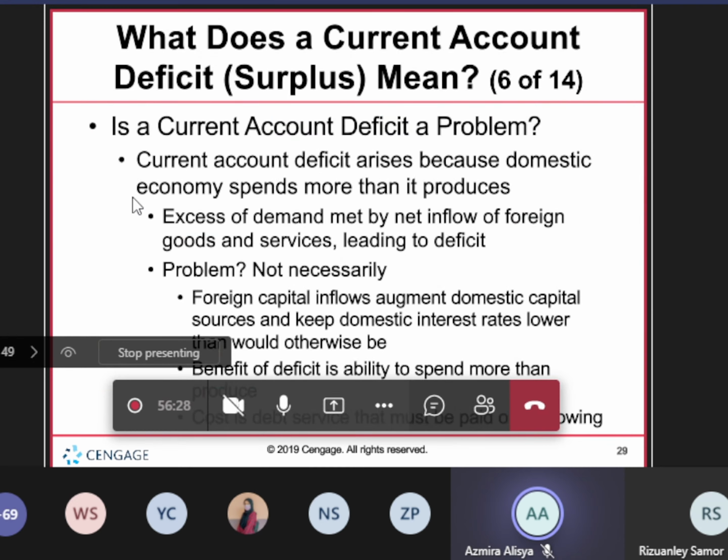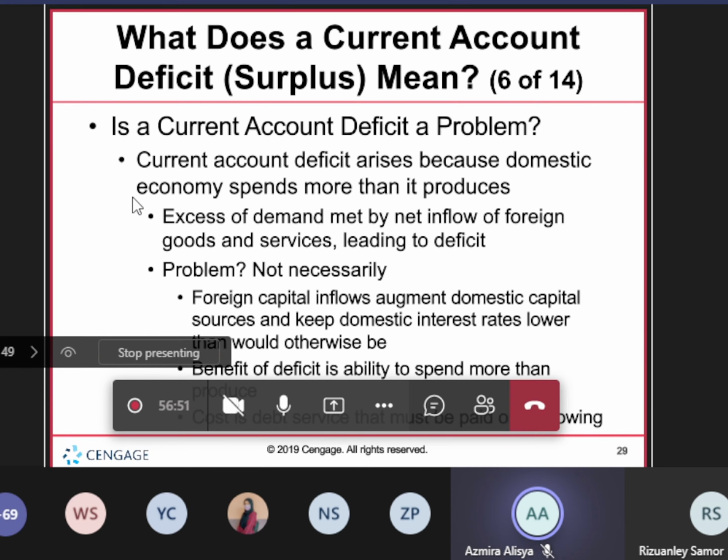Is a current account deficit a problem? A current account deficit arises because the domestic economy spends more than it produces. The excess demand is met by a net inflow of foreign goods and services, leading to a deficit. Is that a problem? Not necessarily. It is just like a loan.